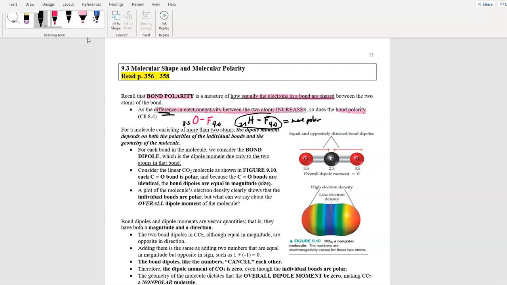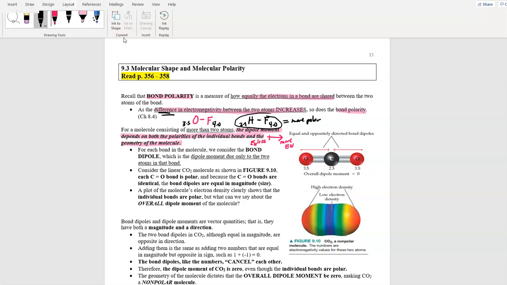So for a molecule consisting of more than two atoms, the dipole moment, and we do know how to draw those dipole moments, depends on the polarity of the individual bonds and the geometry. This is very key, that you understand how we're going to figure out if the molecule is polar or not. When you have a dipole moment, it's the arrow with the little plus sign, and the arrow is basically telling me which atom is possessing the electrons. So the arrow is pointing to the atom that is more electronegative. The little plus sign means it's less electronegative.